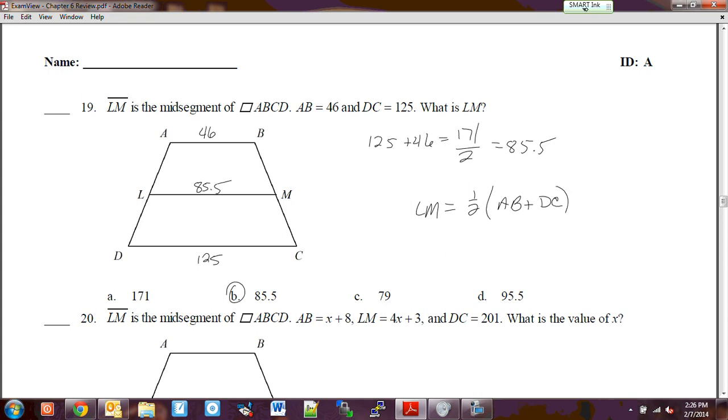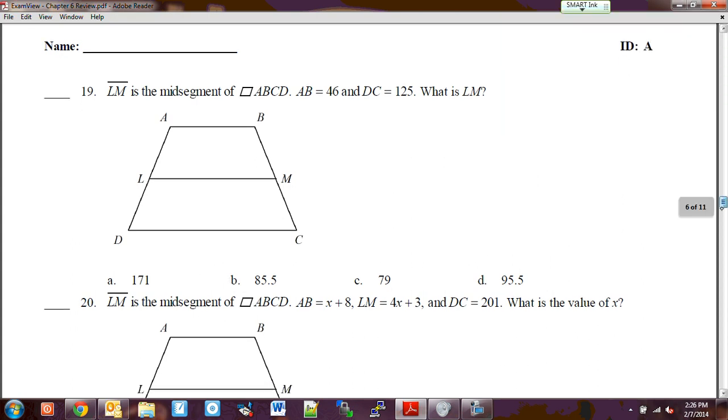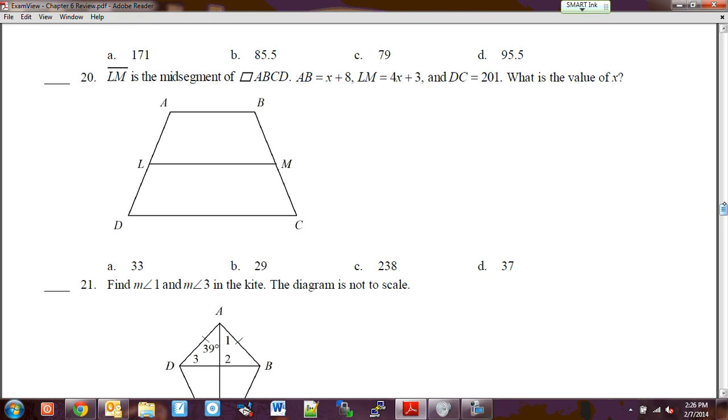And 20 uses that same formula. But now instead of numbers, they gave us expressions. Still works the same way though. This is x plus 8.